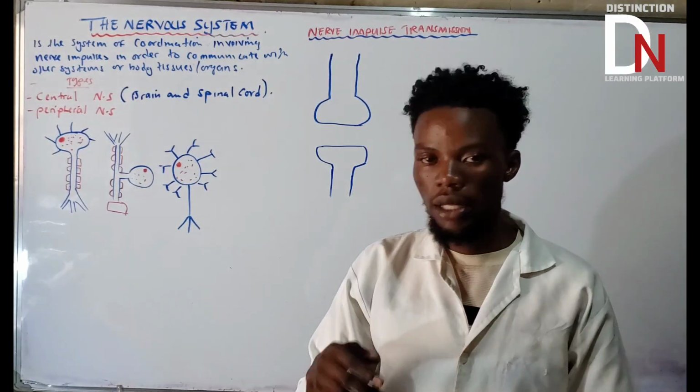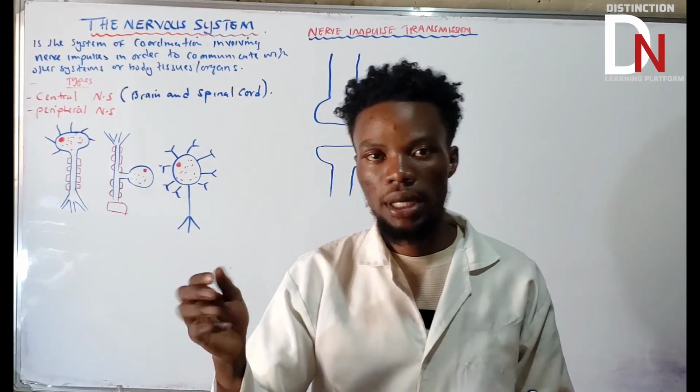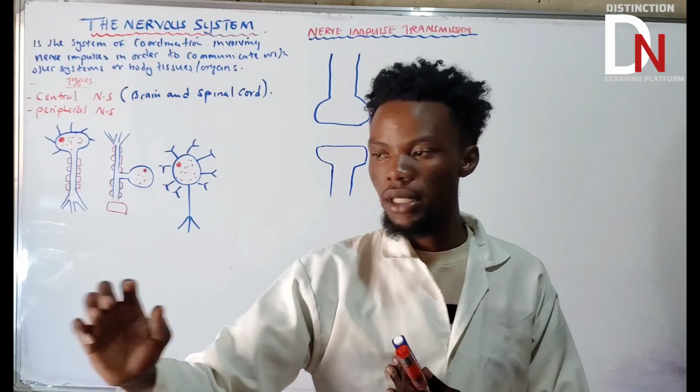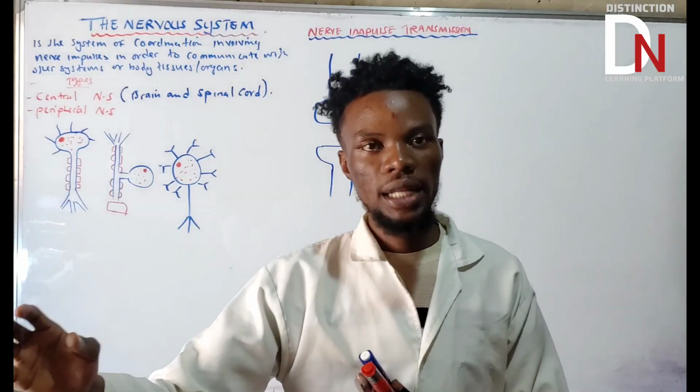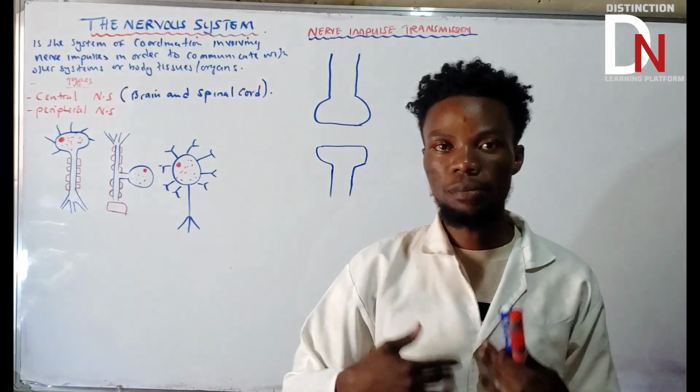Let me give you an example. If you say peripheral, you see my hands, they are away from my main body part. If it is away, I can say my hands are peripheral. Basically, they are away from the main body part.